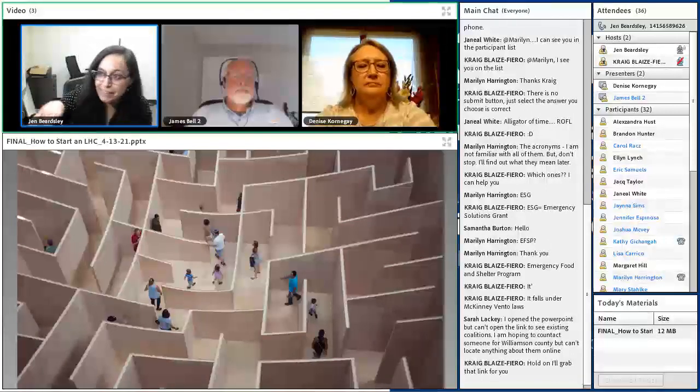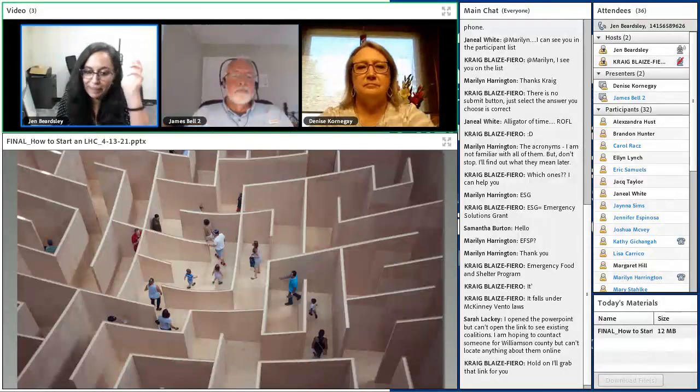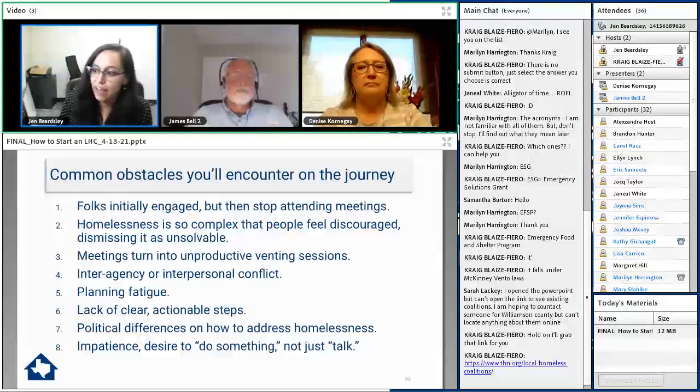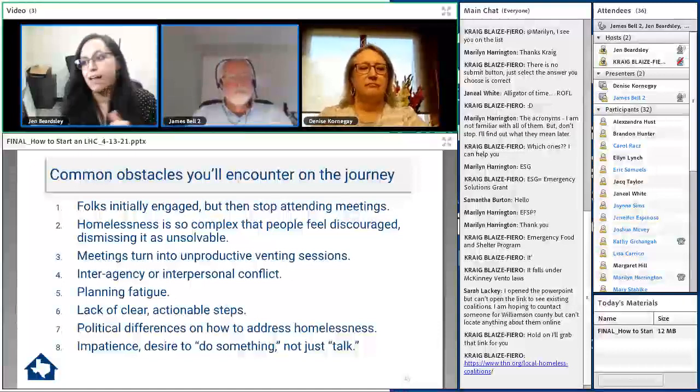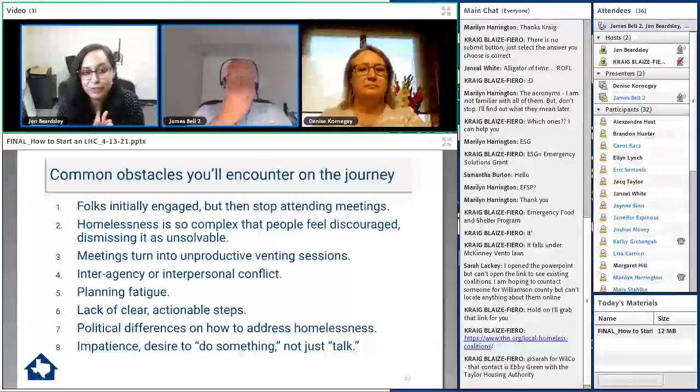I have a maze on the slide because often I'm asked for a checklist, and I have yet to see a uniform system that all the coalitions have gone through, which is why I talk about getting started in phases. I go phase 1, 2, and 3, but I've seen it done in different orders too. So keep that in the back of your mind. All right, so common obstacles you'll encounter when trying to do this work.